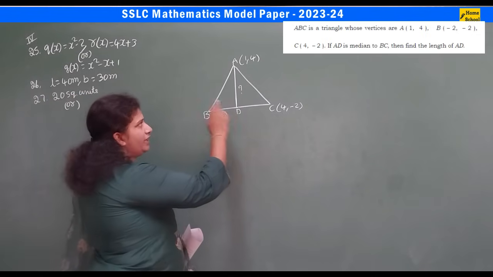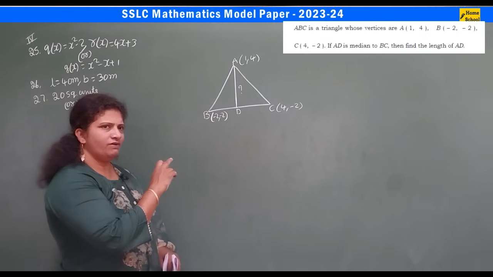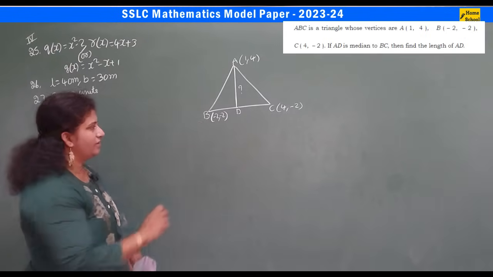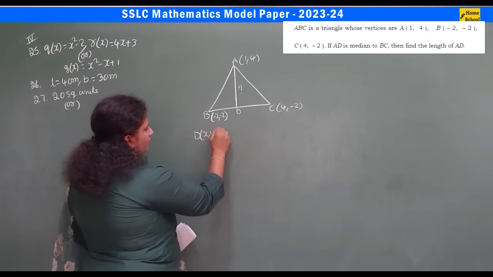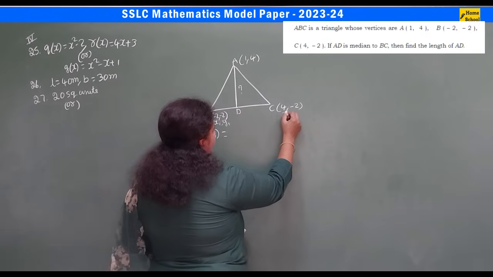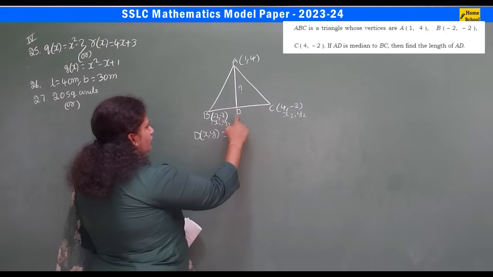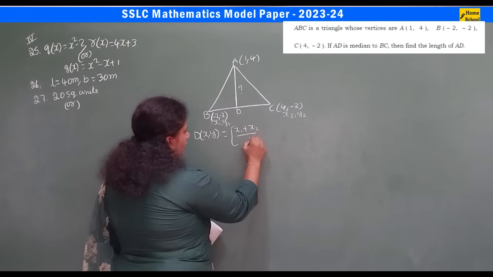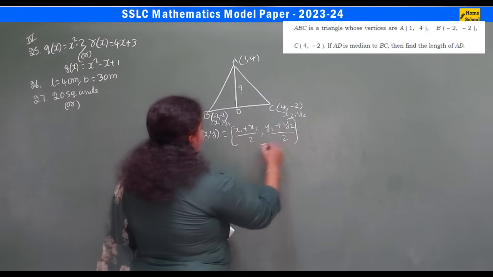If you know the D coordinate, you can find the length of AD by using the distance formula. Can we find the D coordinate? By applying the midpoint formula, you can find it. Let me assume B coordinate as x1, y1 and C coordinate as x2, y2. The midpoint formula to get the D coordinate is (x1 plus x2) by 2, (y1 plus y2) by 2.